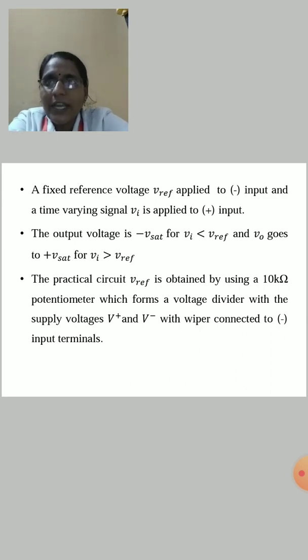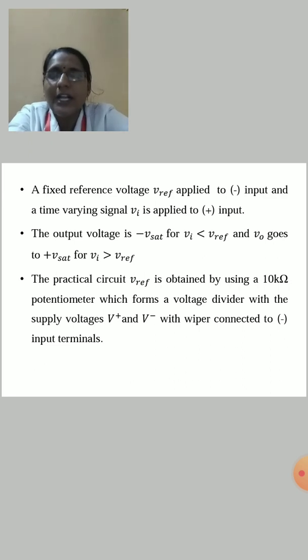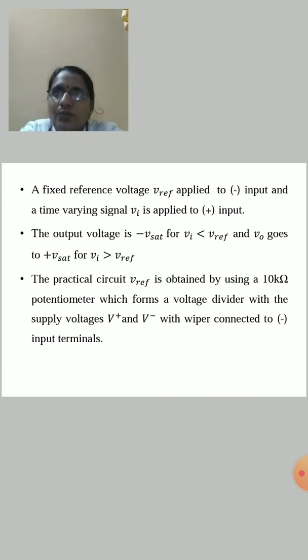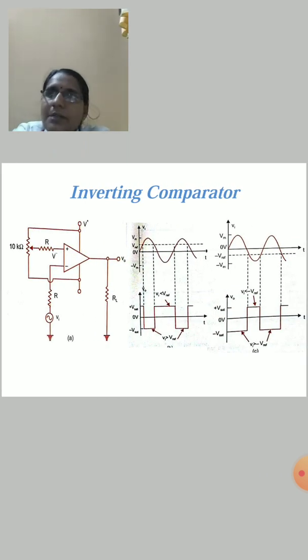By applying any voltage other than 0 to the inverting input terminal, the comparator can be changed as per the requirements. In such a case, Vin is compared with the reference voltage V reference applied at the inverting terminal. If Vin is greater than V reference, the output is plus V saturation. If Vin is less than V reference, the output is minus V saturation.